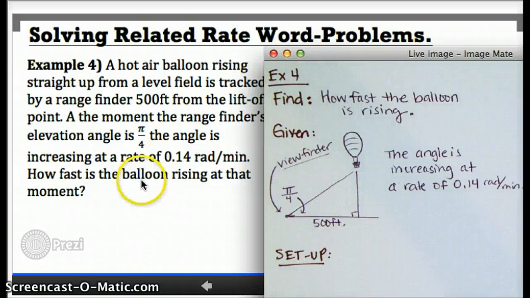Basically, we're looking for how fast the balloon is rising, and when they say it's rising straight up from a level field, they're telling you that there's a right angle, and you have to really understand that image of going straight up from a flat field. The distance of the rangefinder is going to be basically one of the legs of your right triangle, and they tell you this angle, which is the angle where if you're standing over here, you have to look up to see the balloon. They also tell you the angle is increasing at a rate of 0.14 radian per minute.